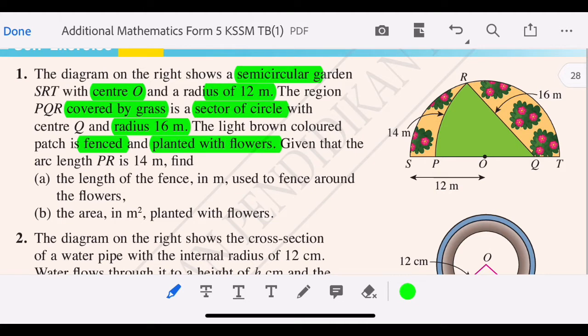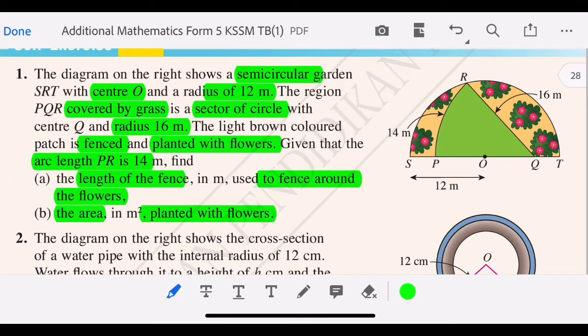Given that the arc length PR is 14 meter. Find the length of the fence used to fence around the flower area, and the area planted with flowers. Okay, so let's see how to solve this.